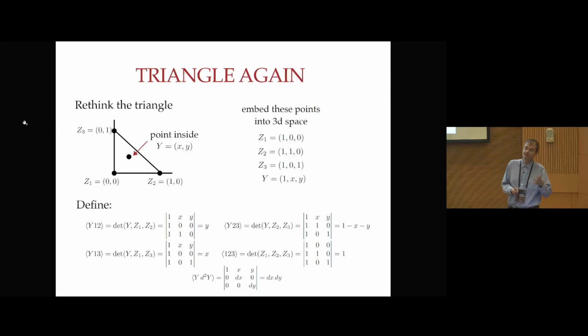So now these are 3-dimensional vectors, and we can actually take these 3-dimensional vectors and calculate 3 by 3 determinants of these vectors. So we define a bracket y1, 2 to be determinant of vectors y, Z1 and Z2. So it's a 3 by 3 determinant, and we get some results. This is Y, this is another determinant, gives us X, 1 minus X minus Y, and 1 for the determinant of just Z1, Z2, and Z3. And then there is also some measure that we can write in this form.